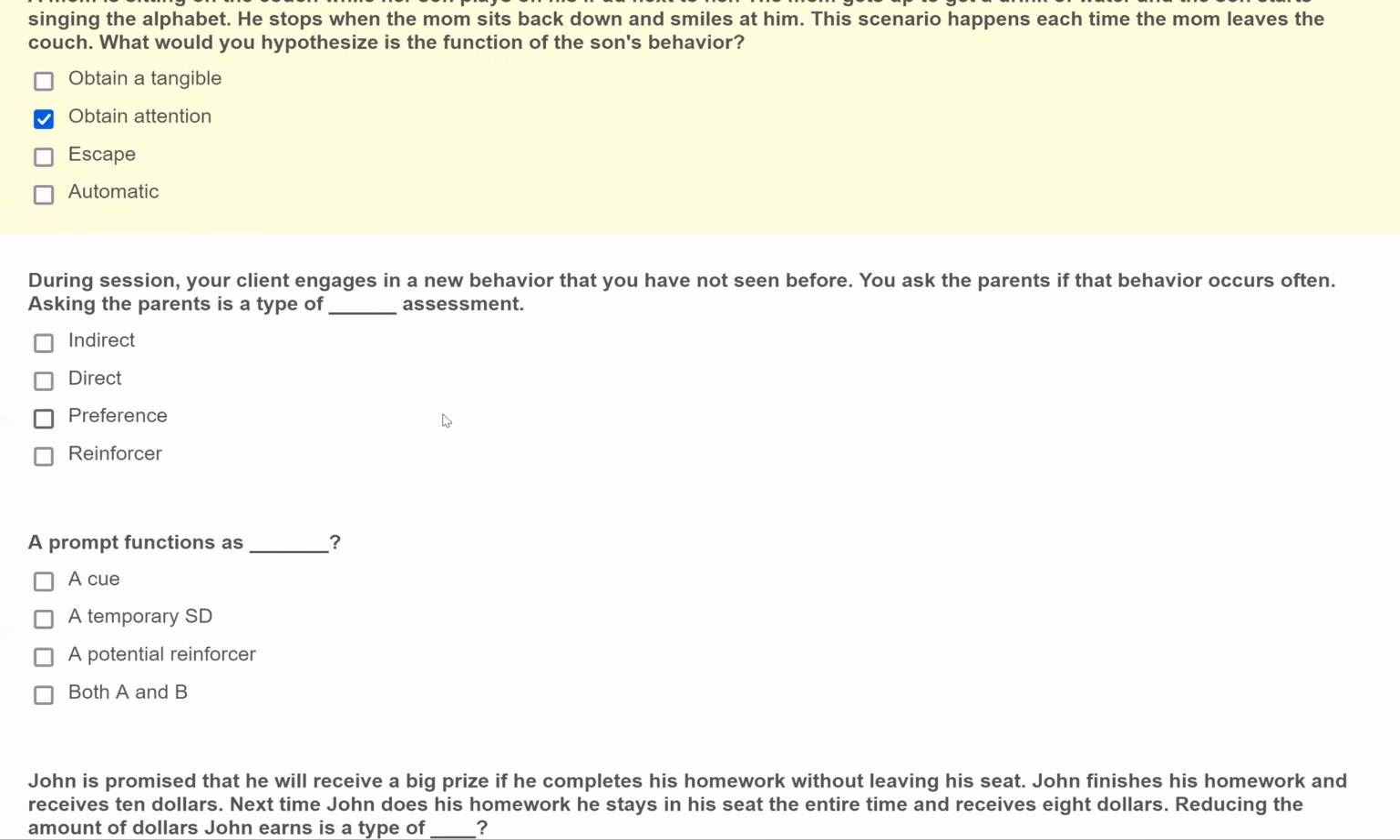Therefore, what is a direct assessment? A direct assessment is when you're actually observing with the client, you're working with the client, you're watching the client behave.